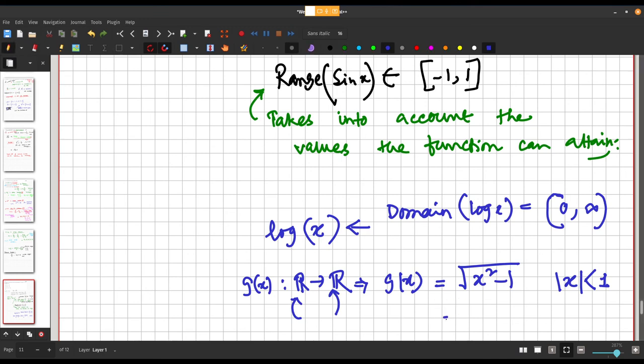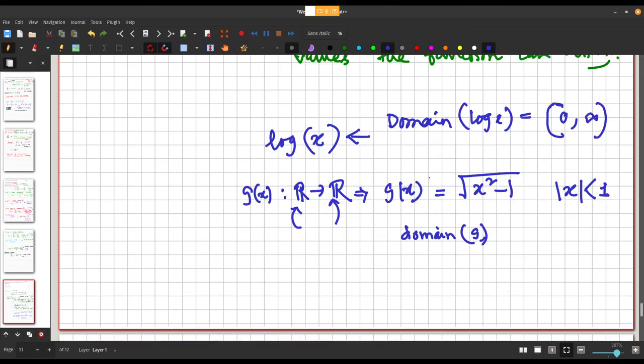So here the domain of this function g will be everything in real numbers, but not all. So we can write it like this. Domain of g is y, such that y belongs to R, but mod of y is greater than or equal to 1.